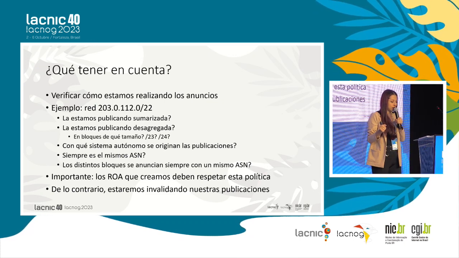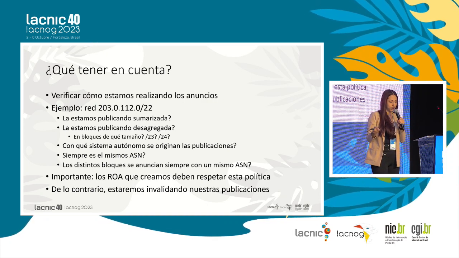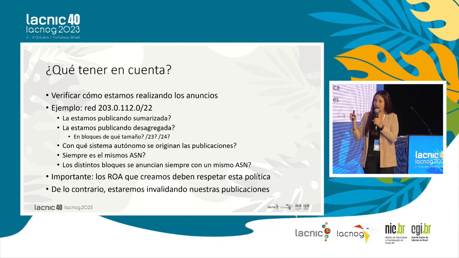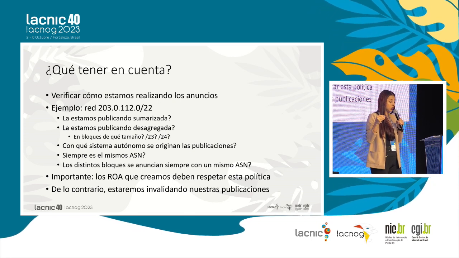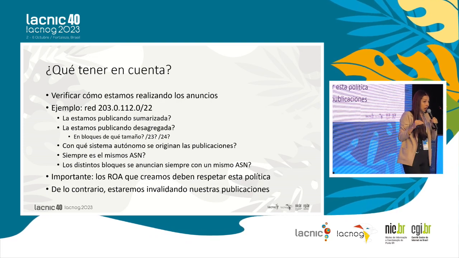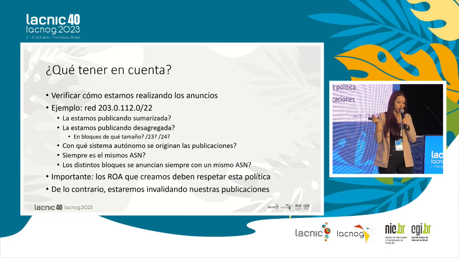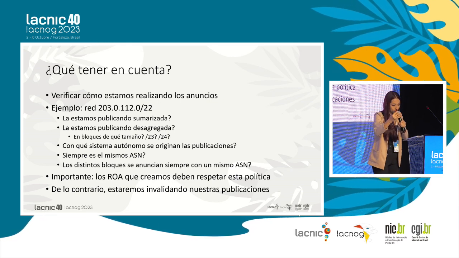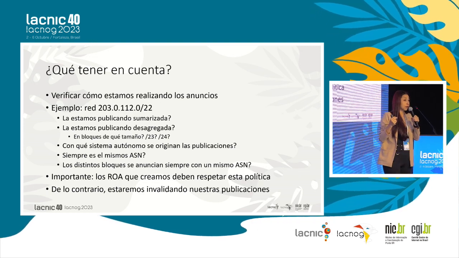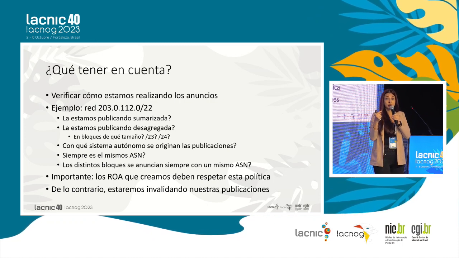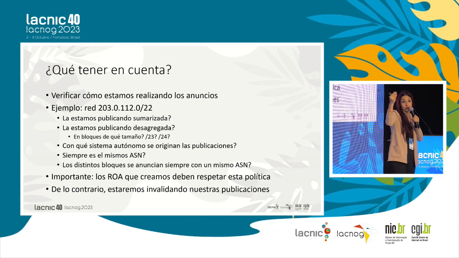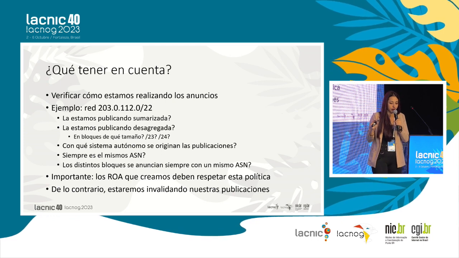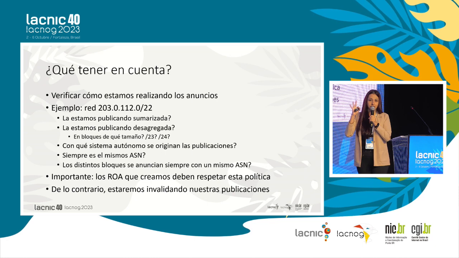So what are the main things that we need to consider when we create the ROAs, how we are communicating the prefixes. In this case, we have an IPv4 network, a /22 prefix. Are we publishing this prefix summarized, as the entire /22 block, or are we breaking it down, for instance, into /24 prefixes? How are we publishing it? And from which autonomous system is the route being generated? These are the two principles that we need to bear in mind to create our ROA. Always bear in mind how we are publishing these prefixes, through one autonomous system or through different autonomous systems. That's something that we need to take into account, and it's a policy that we need to respect, so as not to invalidate our publications.